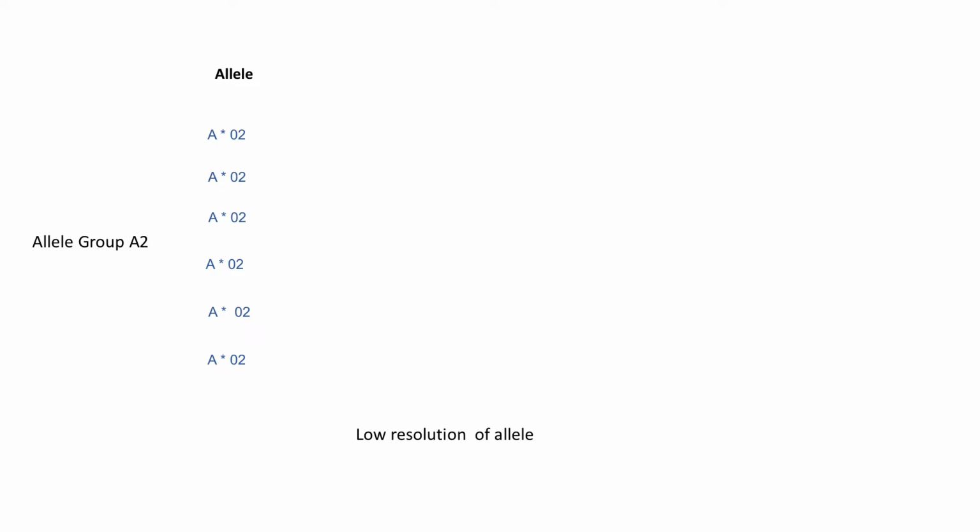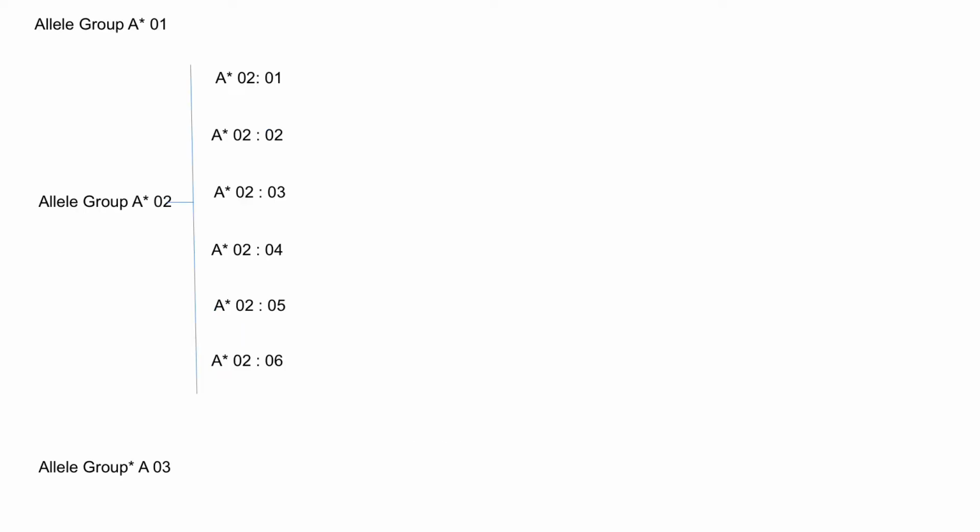In this example, we have 6 alleles of the HLA A2 group, and at low resolution we can see that all these alleles belong to the HLA A2 group, but we do not know whether they are similar alleles or different alleles. On further analysis, we can see that all these alleles are actually different alleles, and these alleles will result in HLA molecules that will have some difference in their amino acid sequence, or more precisely, some difference in the amino acid sequence of the peptide binding region.